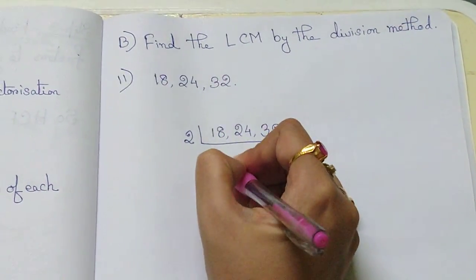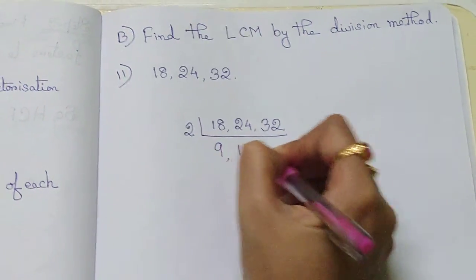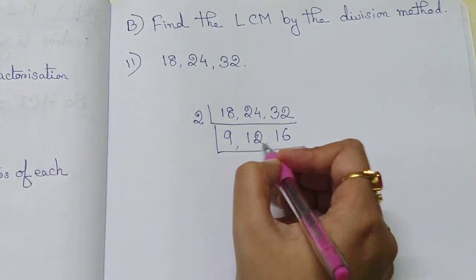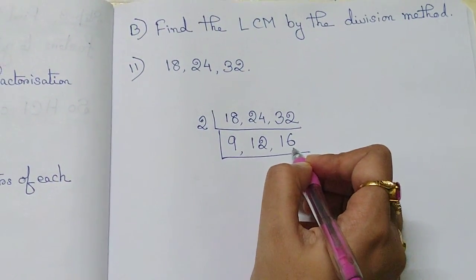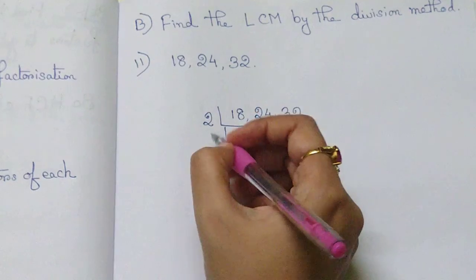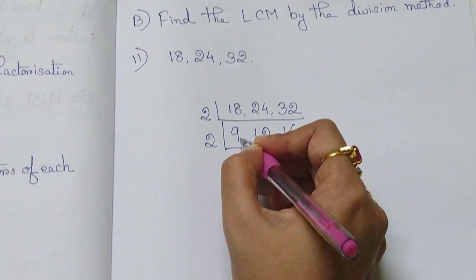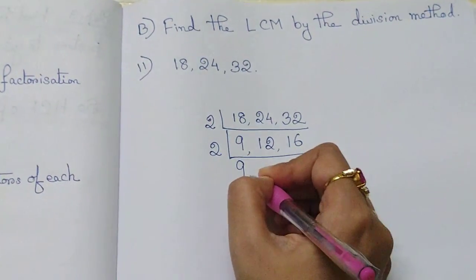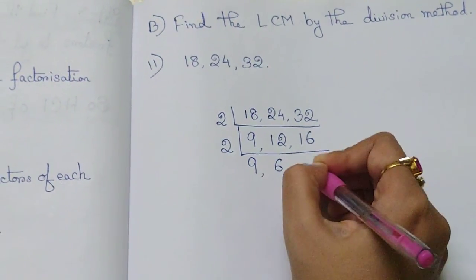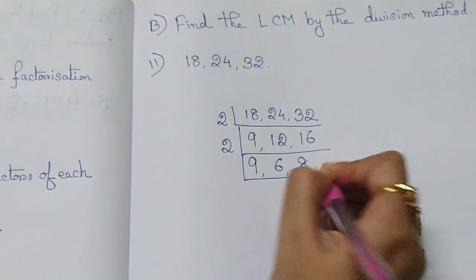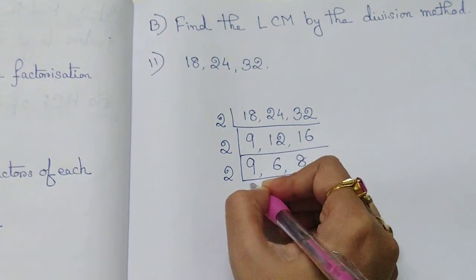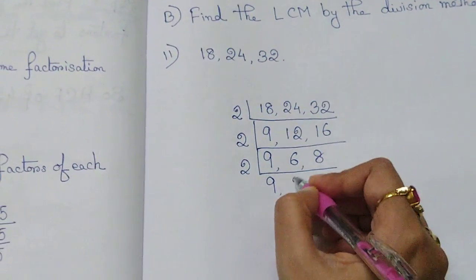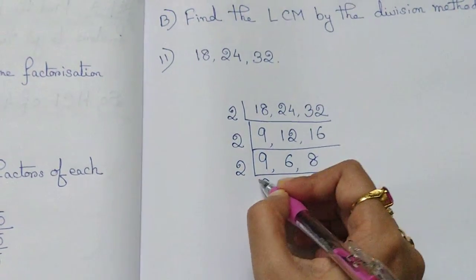2 divided by 18 gives me 9. Then 12. Then 16. Then again I can take 2 because it can divide 12 and 16. And at least 2 numbers should be divided. So since 9 cannot be divided by 2, directly I will be writing 9 here. 2 6s are 12, 2 8s are 16. Again by 2. Straight away I will be writing 9 because 9 cannot be divided by 2. 2 3s are 6, 2 4s are 8.